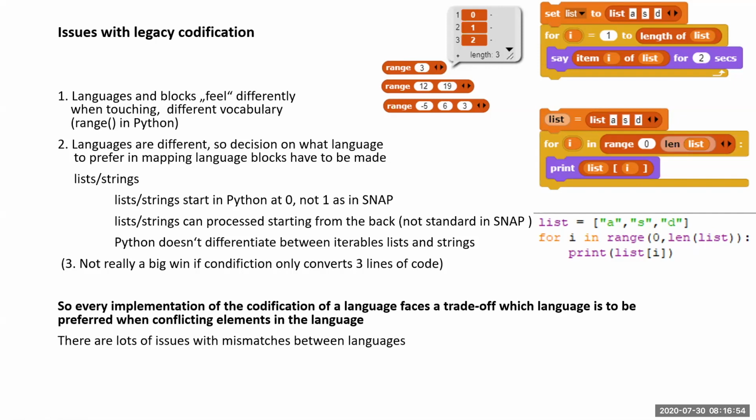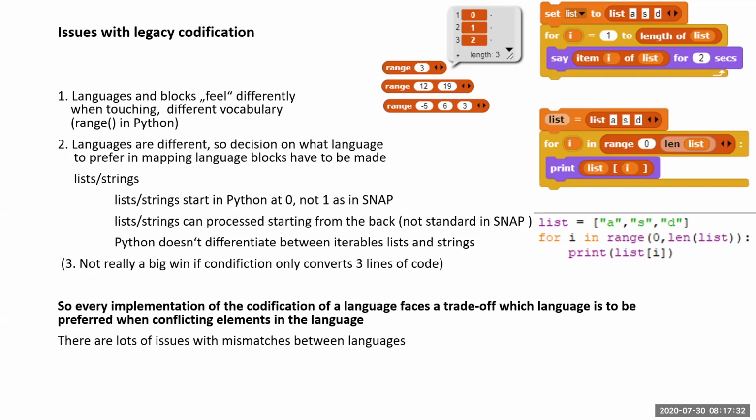When you just play around with codification, the legacy codification, you quickly understand that you have to make a trade-off for what language you really implement. If you stick with lists in standard Snap, then you start with 1. And then of course you have to change the code you created, the Python code you created. So there are lots of issues with mismatches between the languages because the languages don't match 1-to-1.